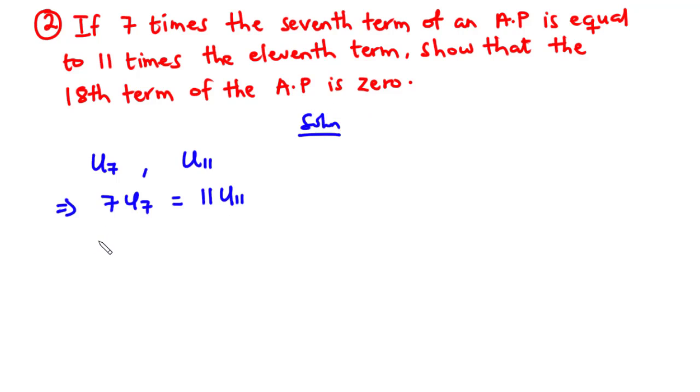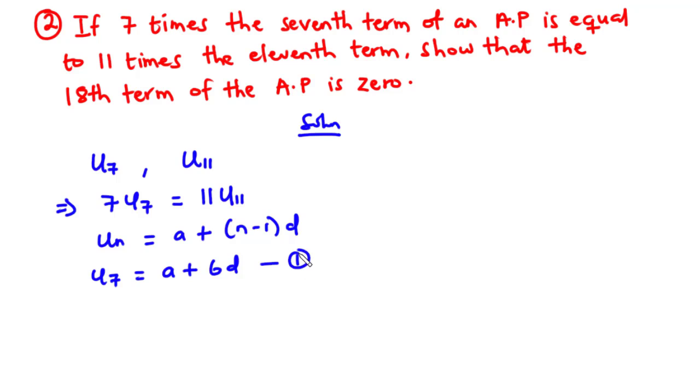Now we know that the general term of an AP, that is Un, is equal to A plus n minus 1 multiplying D. So U7 will be equal to A plus 6D, okay, because you have 7 minus 1. Okay, let's call this equation 1. And then U11 will be equal to A plus 10D, okay, because 11 minus 1 is 10.